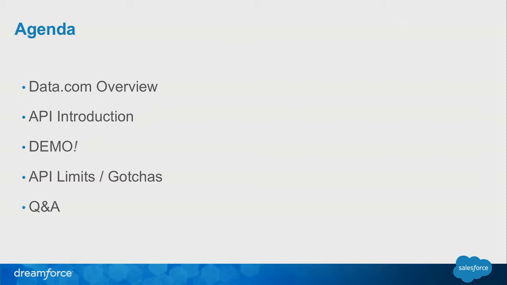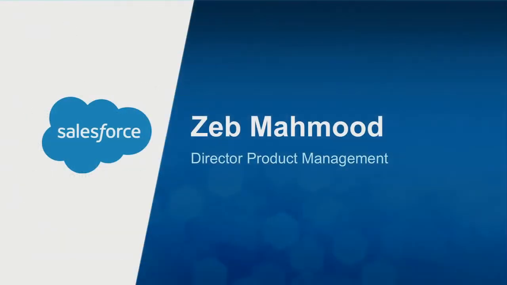Okay. I'm Zaid Mahmood. I'm the Director of Product Management at Data.com. I have been with Salesforce for a little over a year now. My primary responsibilities are building the API platform and enhancing it for Data.com. So that's what I've spent the majority of my time on since I've been at Salesforce.